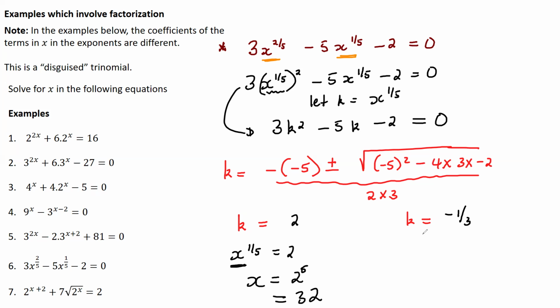And then you come here again, x to the power 1 over 5 is negative 1 over 3. Please don't mistake this, where I said it's not possible. And then this. Or let's say 2 over 3. Don't mistake that, please, because they're different, these things altogether, all right?